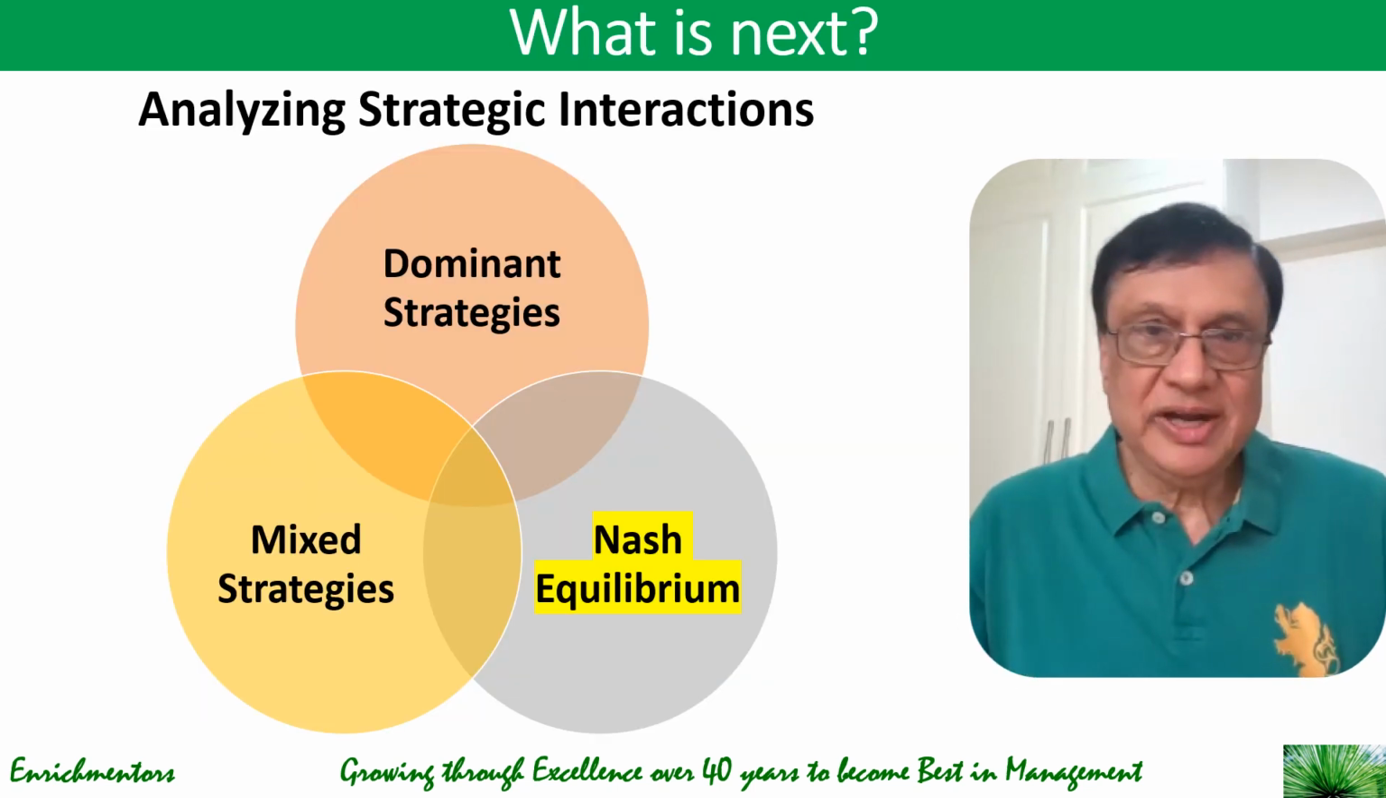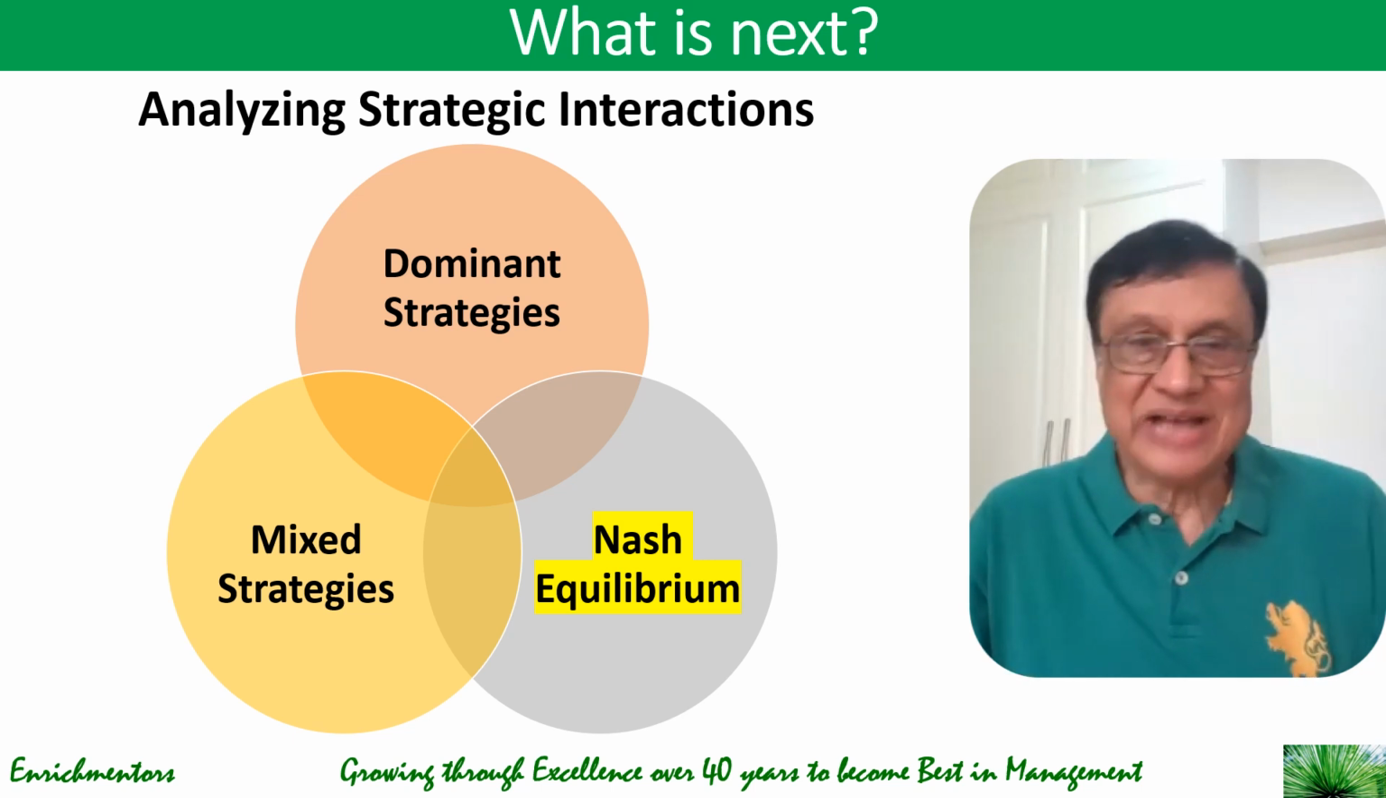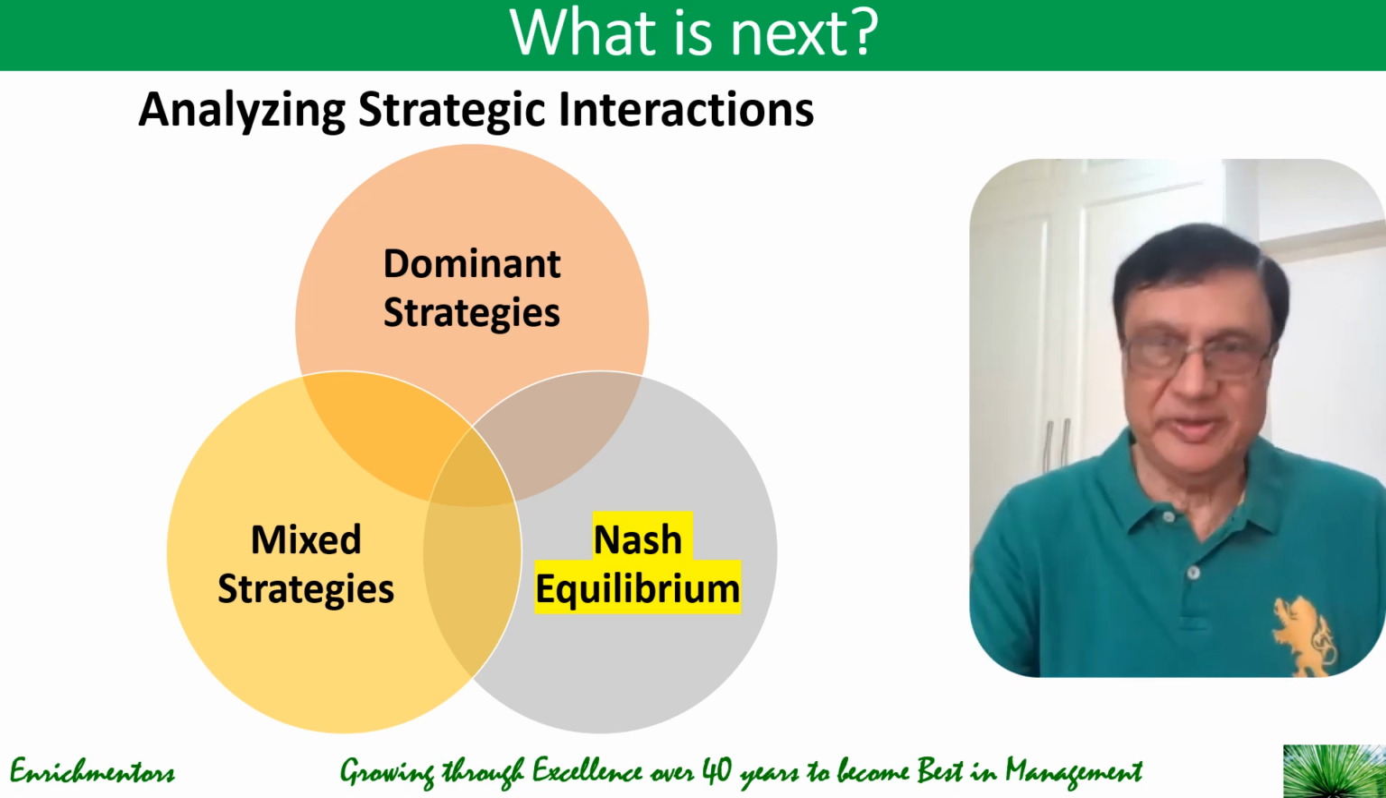So having looked at how to identify dominant strategies, what do we do next? We will now look at analyzing the Nash equilibrium. What is Nash equilibrium, and how can you find out if there is a Nash equilibrium in the game?